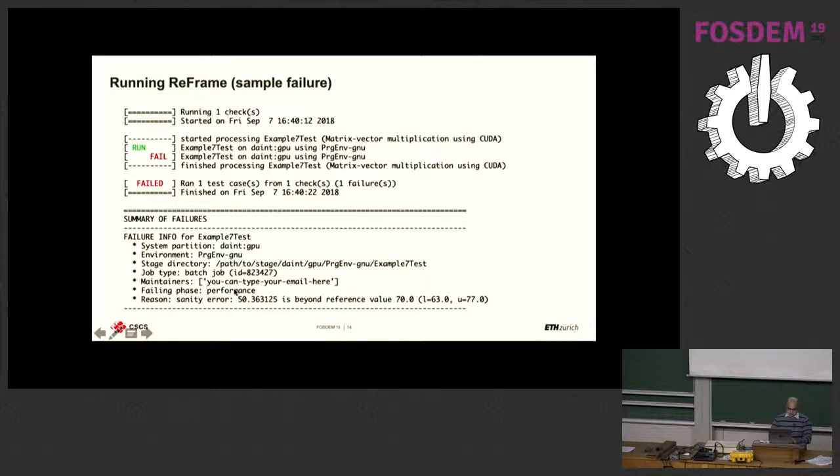But you can see the reason why it was failing was performance. So it passed sanity. And the reason is because this number here is beyond the range that we have defined, the reference range, right?